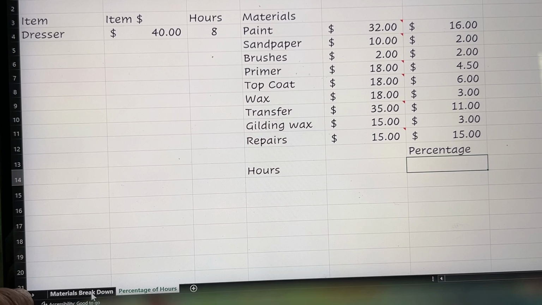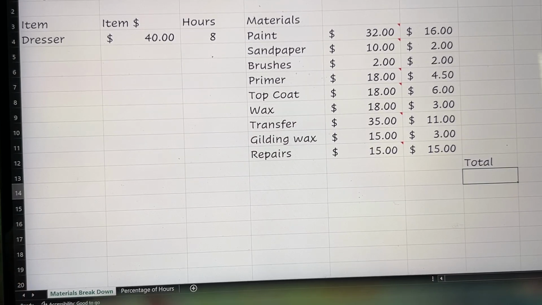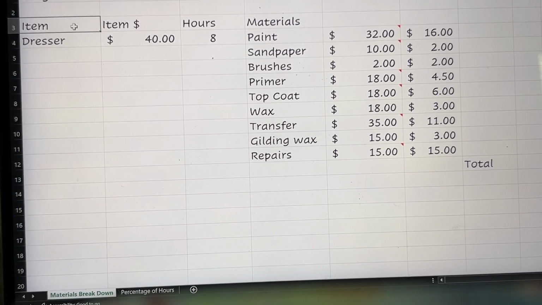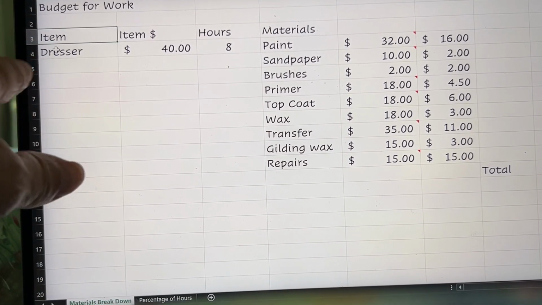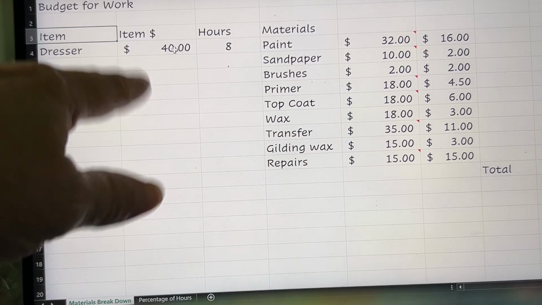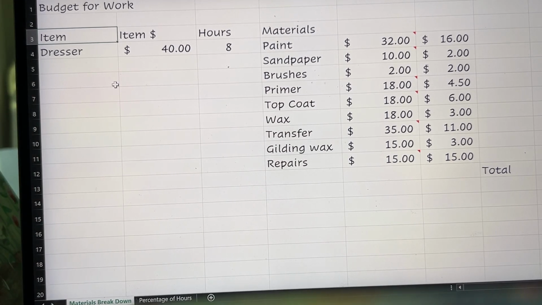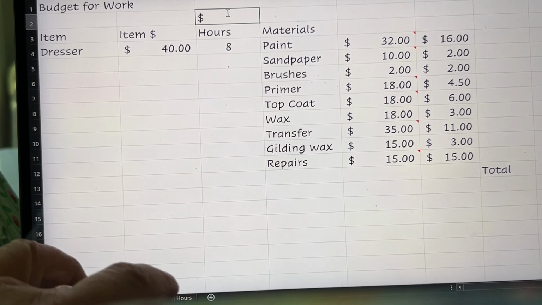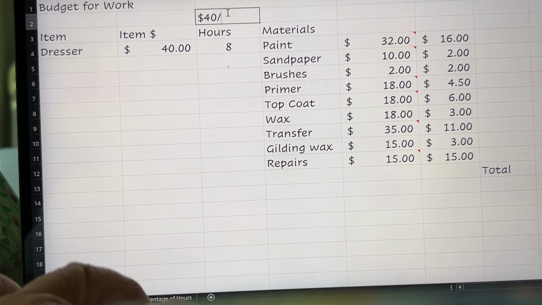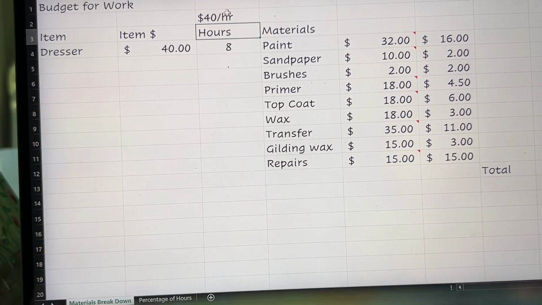So let's start with materials breakdown, and what I have is a spreadsheet that says budget for work. The item that I'm considering pricing is a dresser that cost me $40. I'm saying that it took me 8 hours. I think I'll say that my price per hour, it's not, but let's say that my price per hour is $40 an hour. And I'll just put that up there so we can see it as a reminder.